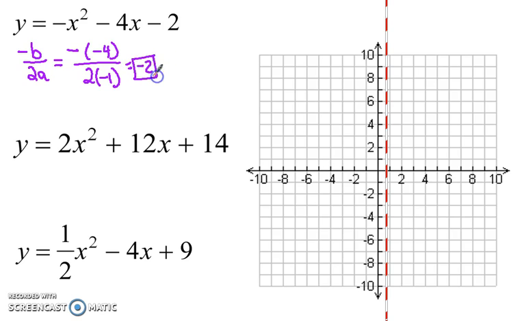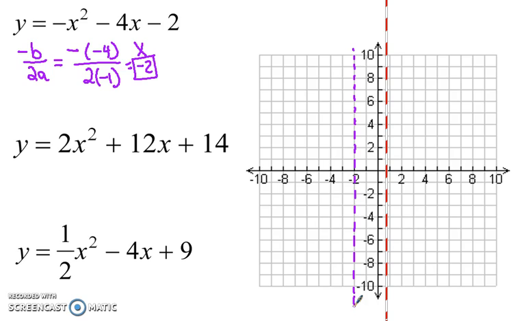So that tells us what our x is going to be for our vertex. That is also our axis of symmetry. So that is the line that cuts our parabola into 2 perfectly equal pieces.